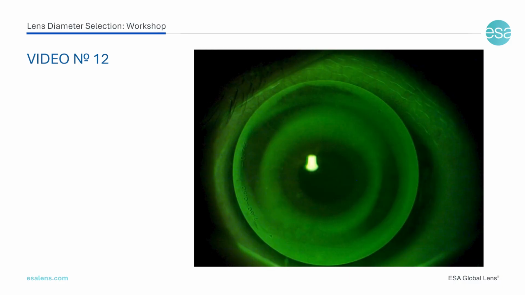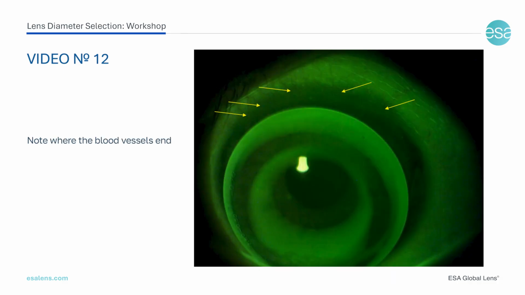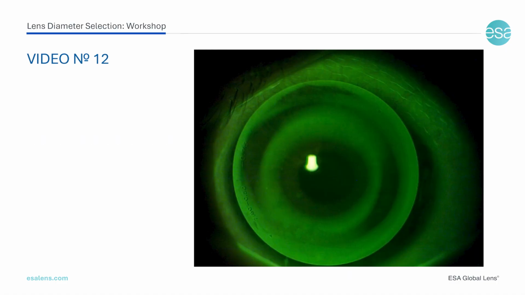What do you think of the diameter of this lens? What is your proposed action? In this case, it is not very clear where the limbal boundary begins at the top. The line where the blood vessels end can be used to determine this. It's also worth noting that due to the significant toricity of this cornea, achieving perfect centration is practically impossible.